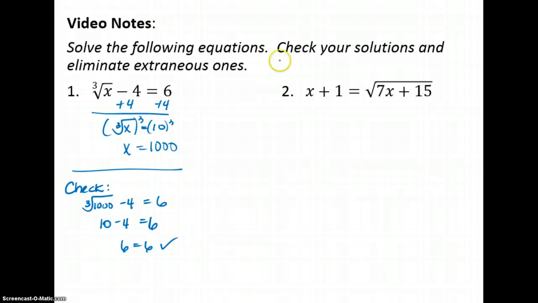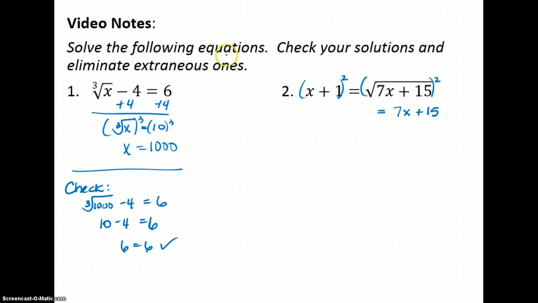Notice this time that we have a radical on the right. It is a square root. We have more than one term on the left. So pay attention to what we do, because this radical is already isolated. I start by undoing that square root by squaring both sides. On the left, the square root and the square undo each other. I'm left with 7x plus 15.